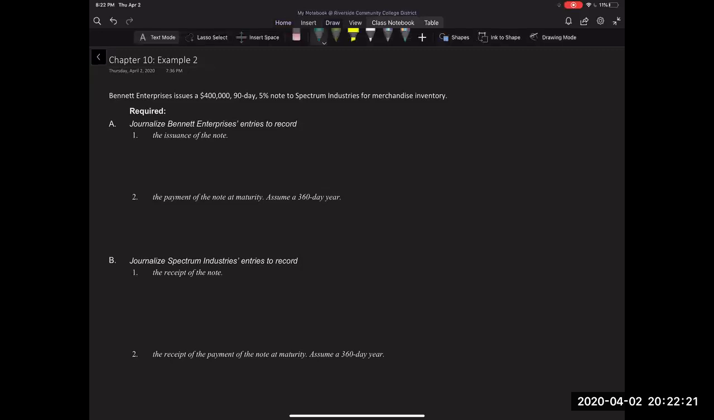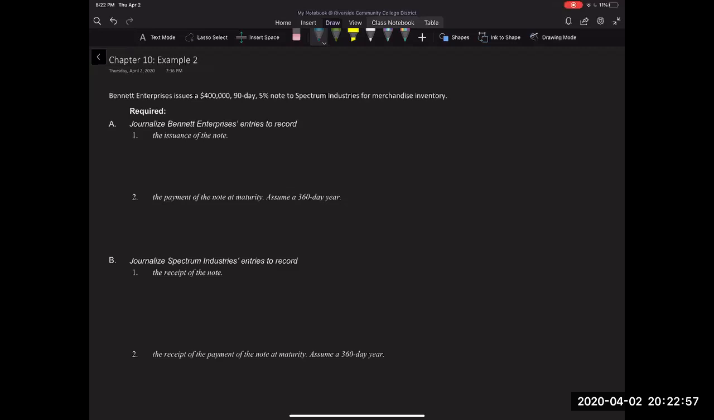All right, so now we're going to journalize both of these transactions from the standpoint of both the borrower and the lender. Okay, so first we're going to start with Bennett Enterprise. The first part is we need to journalize the issuance of the note. When we first issue any kind of note, the only thing we're recognizing is the principal amount or the amount of the inventory. Whenever you first do an entry, we never recognize interest at first, ever.